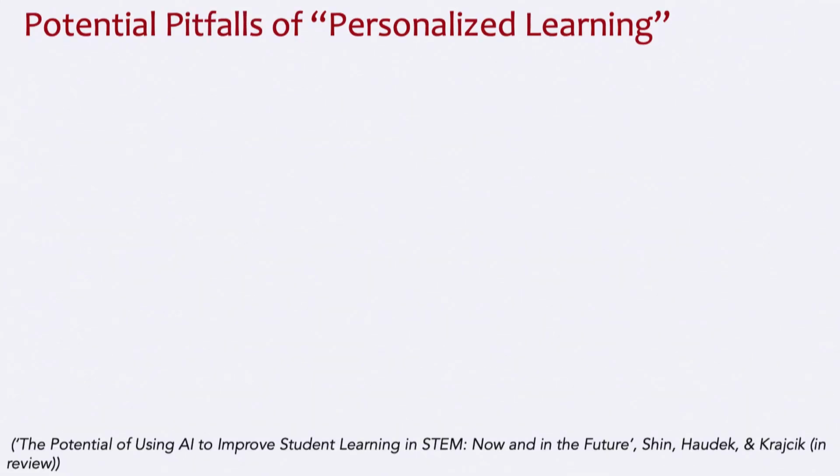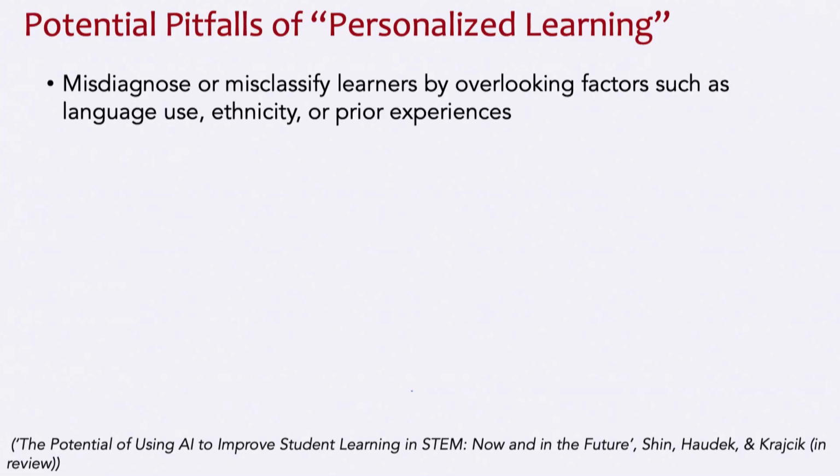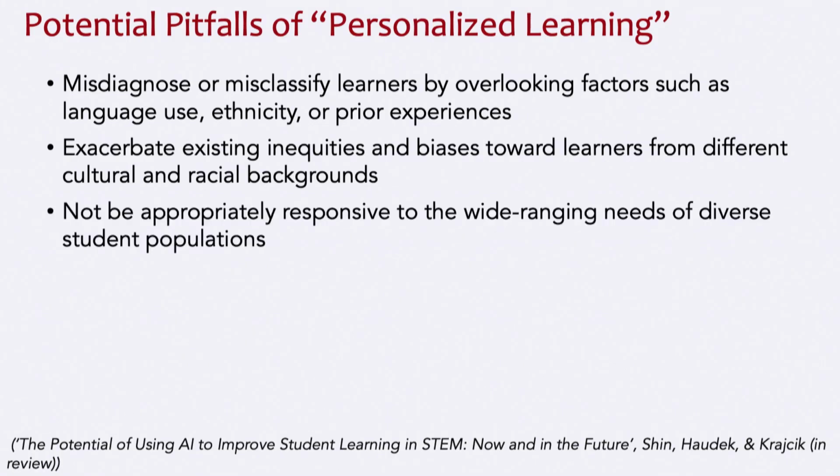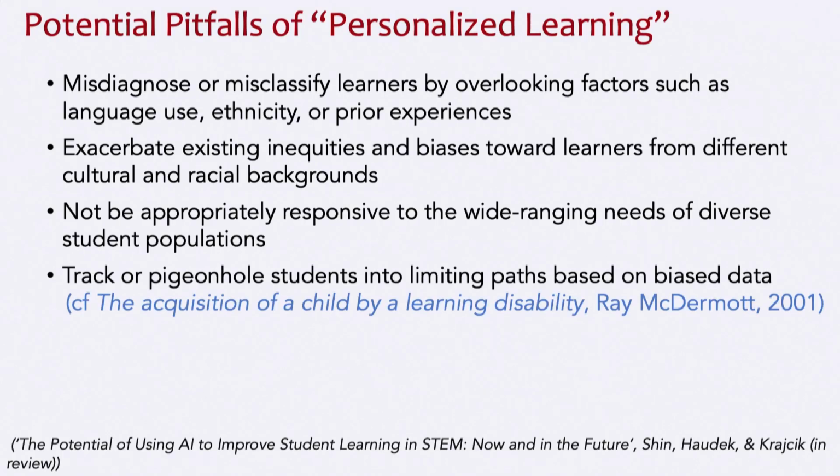But there are challenges. ML models could misdiagnose or misclassify learners by overlooking important factors, and exacerbate existing inequities and biases towards learners from different cultural and racial backgrounds. This is especially possible because the training data, the internet, is so skewed to the global north, to Western English-speaking societies, and may not be appropriately responsive to wide-ranging needs of diverse student populations.